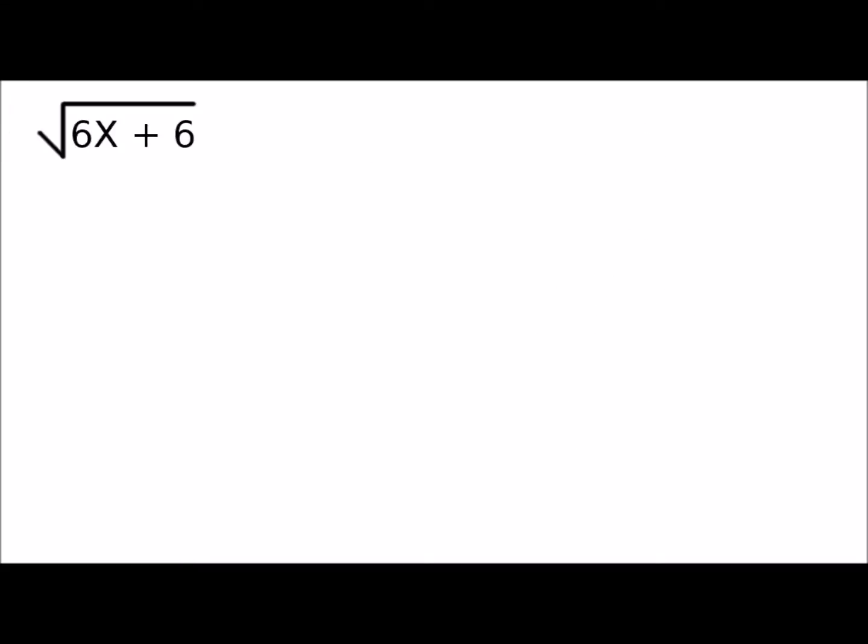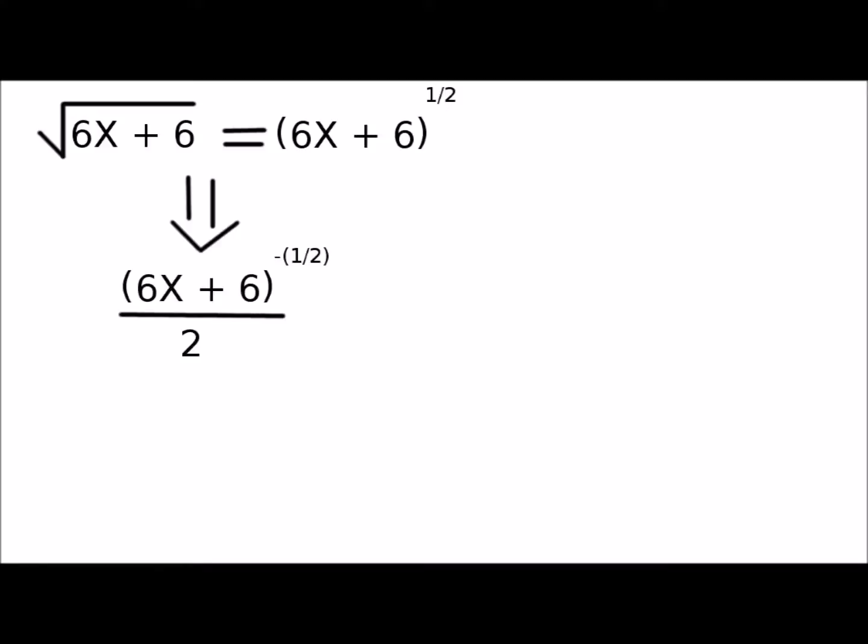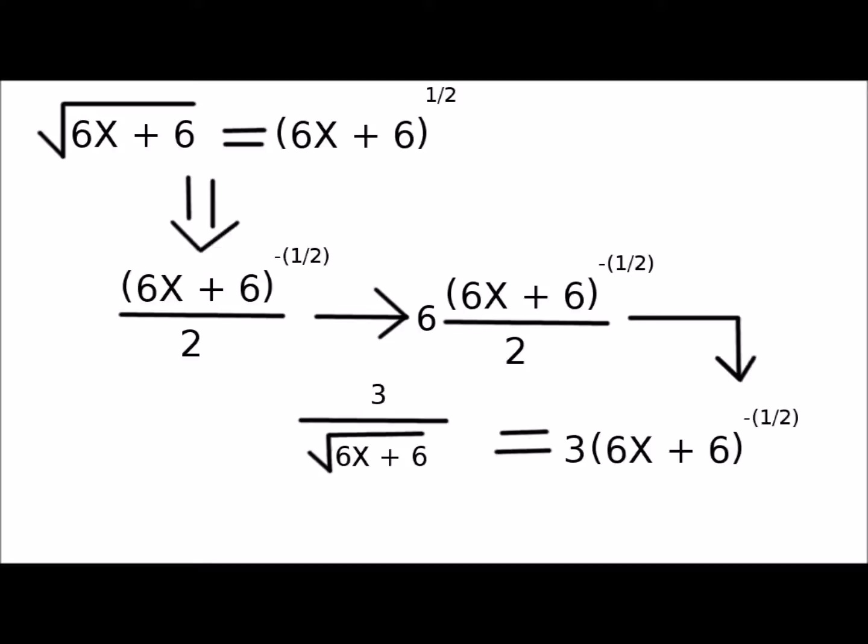Now a different equation, the square root of 6x plus 6. Since the square root really means the function to the power of 1/2, we can use the power down rule. Then we'll take the derivative of the inside function and end with 3 times the quantity 6x plus 6 to the power of negative 1/2.